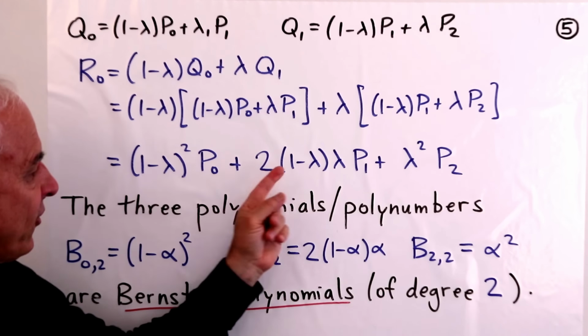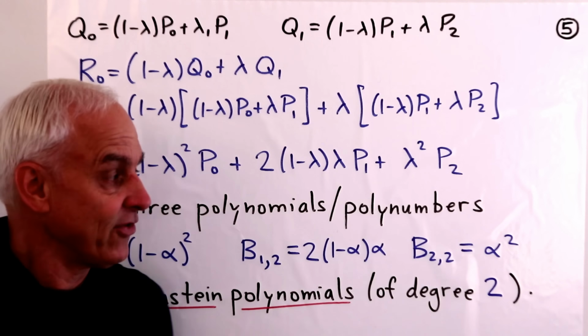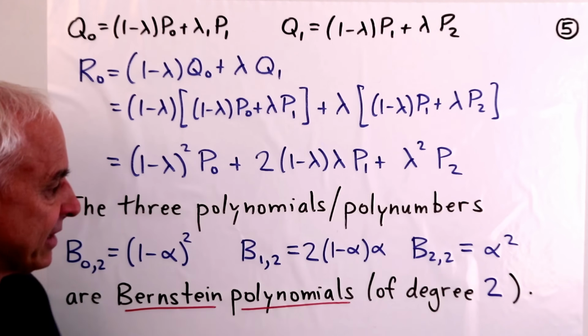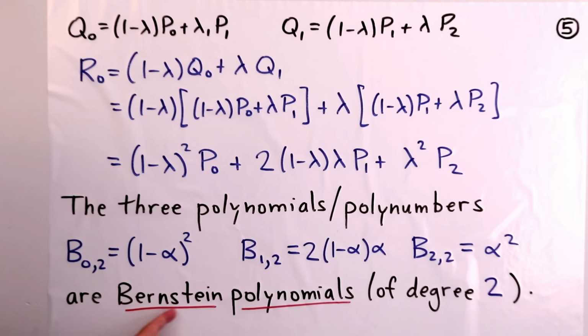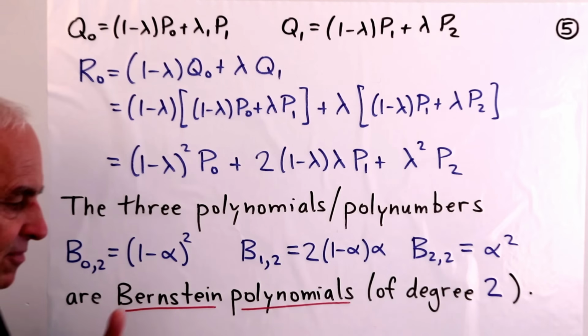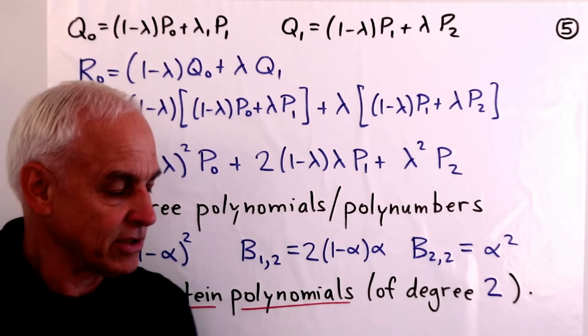If you add this and this and this, you can see that basically the binomial theorem tells you that those things sum to 1. So these 3 polynomials that are appearing here, the nice little quadratic polynomials, we can give them some names. They're actually quite famous. They're called Bernstein polynomials. So they're Bernstein polynomials of degree 2. So b0, 2, so it's sort of the 0th Bernstein polynomial of degree 2. That's this one here. It's 1 minus alpha squared. I like to write my polynomials in terms of polynumber language, which we'll talk about shortly.